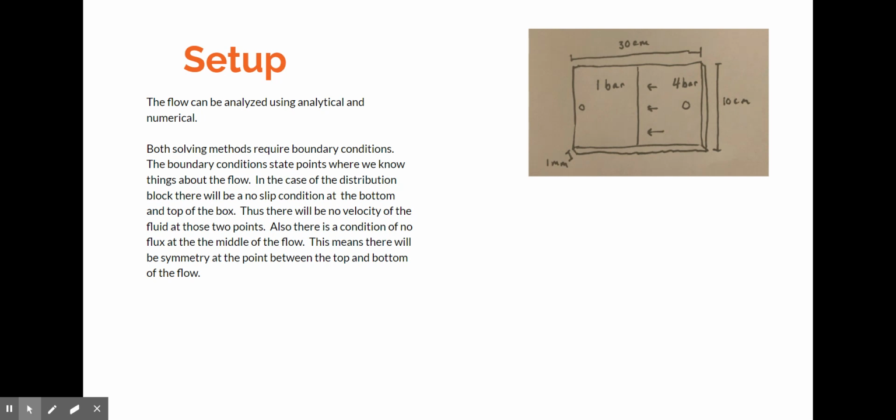The first is the no-slip condition, meaning when a solid interfaces the fluid, there will be no slip, meaning the velocity at these points will be zero. So thus, at the top and bottom of the velocity profile, the velocity will be zero.